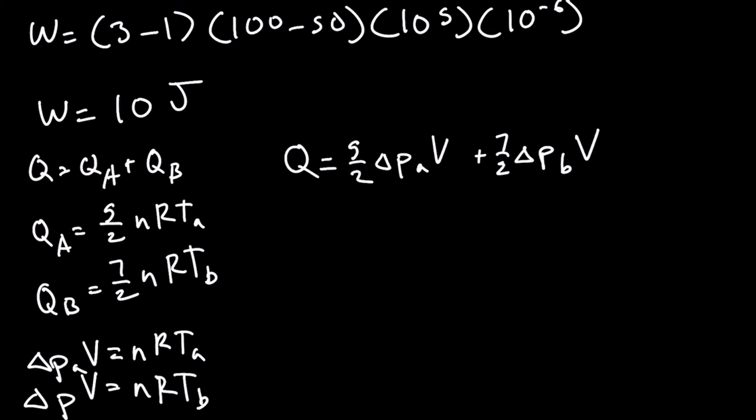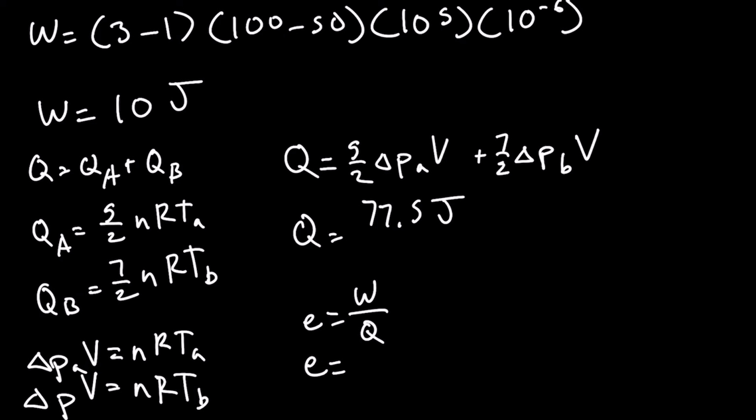I actually made a mistake here and wrote down change in P for both. Ignore that. One of these is change in V and one of them is change in P due to them being different processes. Finally, plugging in our numbers for pressure change and volume change, we end up getting a value of 77.5 joules. And taking our work and dividing it by this value, we get an efficiency of 13%.